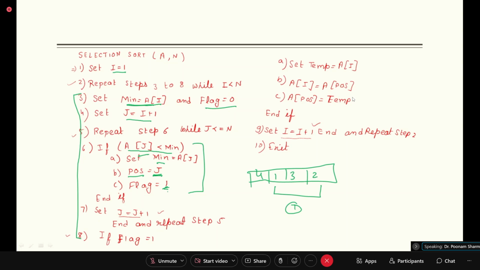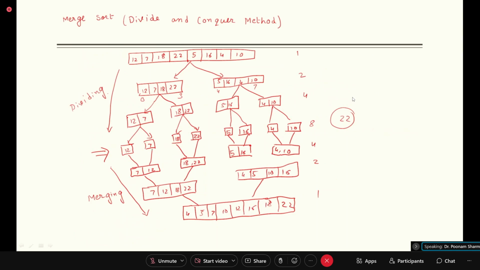Okay. And now what is to be done? This thing is to be done. And after that, you need to swap the values. So that part is this one. You will be swapping the values, and this way, if this process is repeated n minus one number of times, you will get the sorted array.